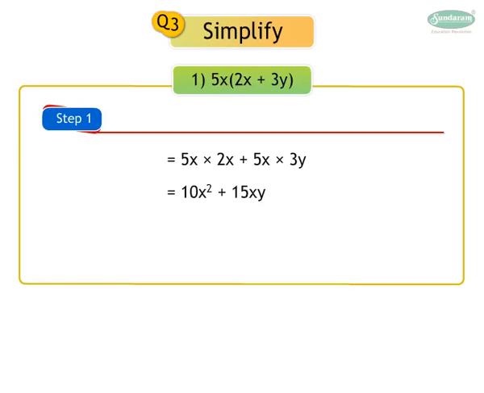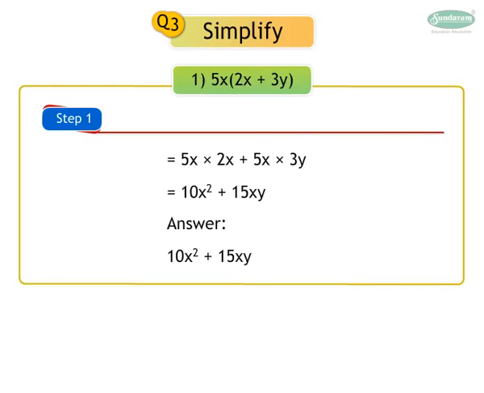The next step is to add or subtract like terms. There are no like terms in this example. Hence, the final answer is 10x square plus 15xy.